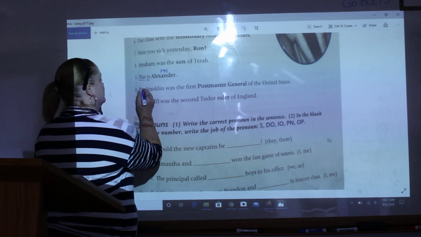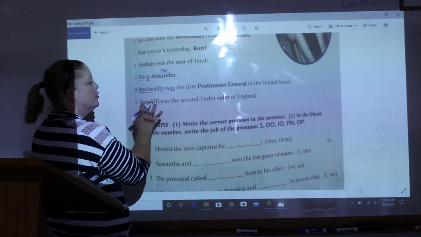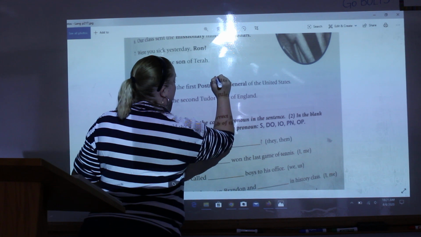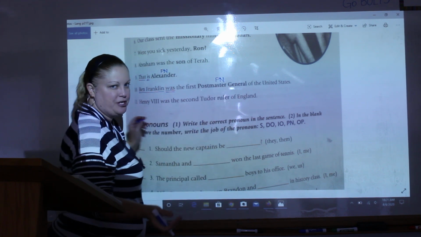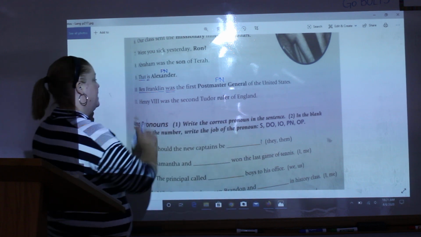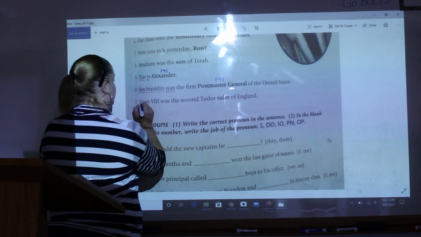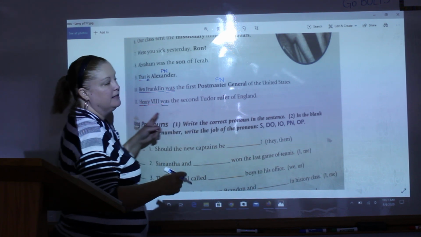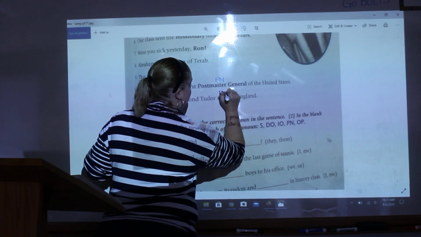All right, Ben Franklin was, we've got a linking verb, the first Postmaster General of the United States. Because we've got a linking verb, we've got a compound noun, Postmaster General, but it's one title, PN. Okay. Henry VIII was the second Tudor ruler of England. Henry VIII was, we've got a linking verb, ruler, predicate nominative.